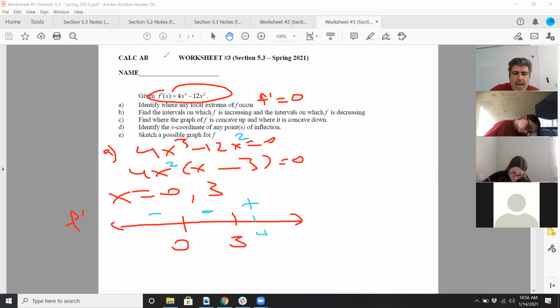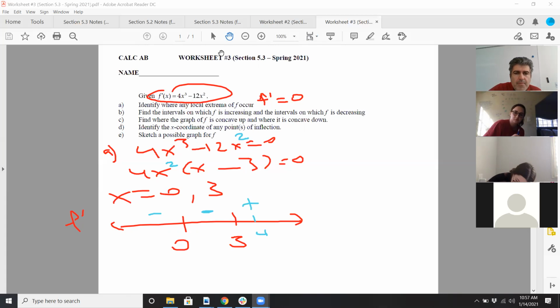So for part A, you could say that you have a local min at 3. And I might have a solution key. I'll look one up. If not, I'll have to do that later today. Let me look it up, see if I have an answer or a solution key for that one.